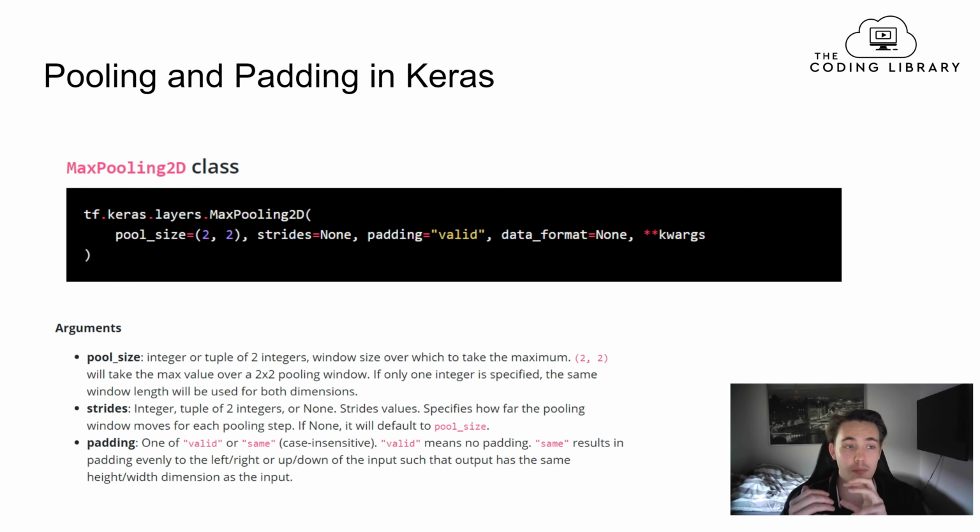So now we're going to talk about pooling and padding in Keras and how we can specify it. Later after that, we're going into Google Colab, and we're going to see how we can specify this in an actual neural network in code.